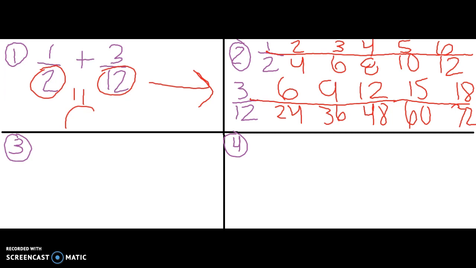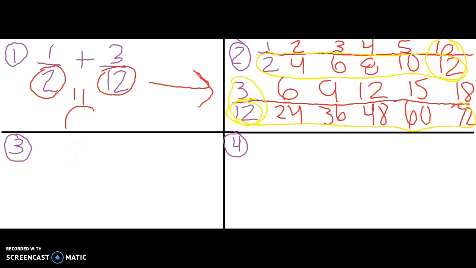Now looking at just my bottom numbers, 2, 4, 6, 8, 10, 12, and 12, 24, 36, 48, 60, 72, I see that they have 12 in common. So I want to go ahead and circle those fractions with the 12 as their denominator. 3/12, and then up top, 6/12. Now that I've chosen 2 fractions from Step 2, I can move on to Step 3.